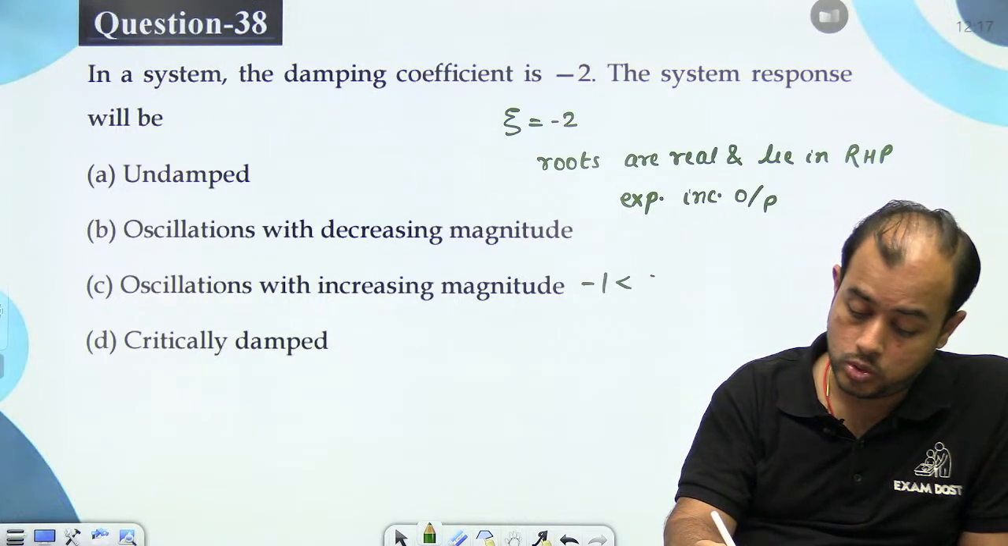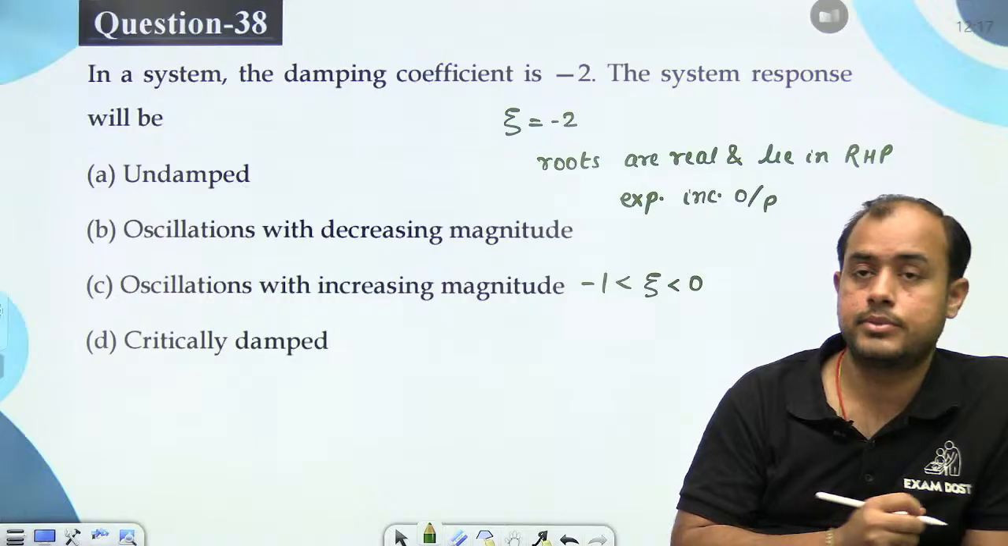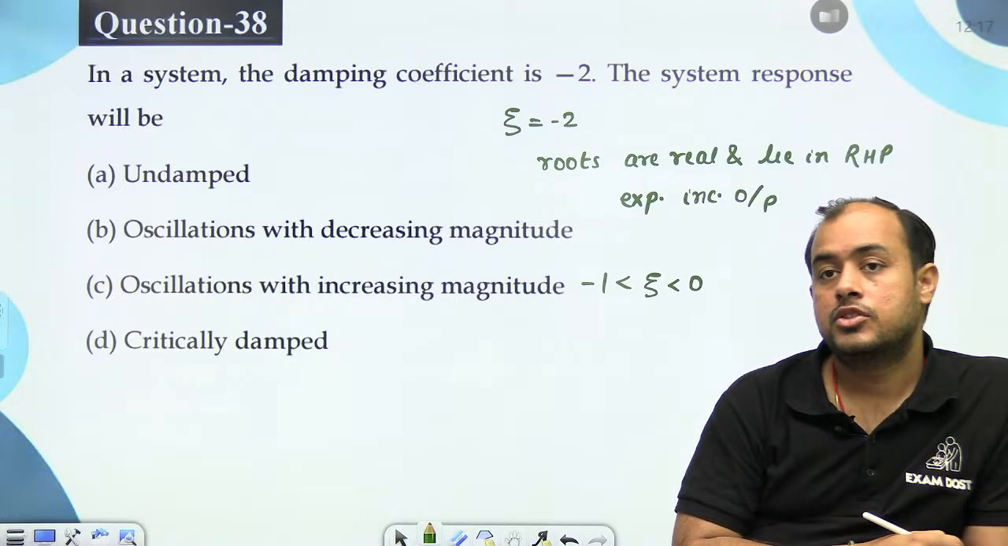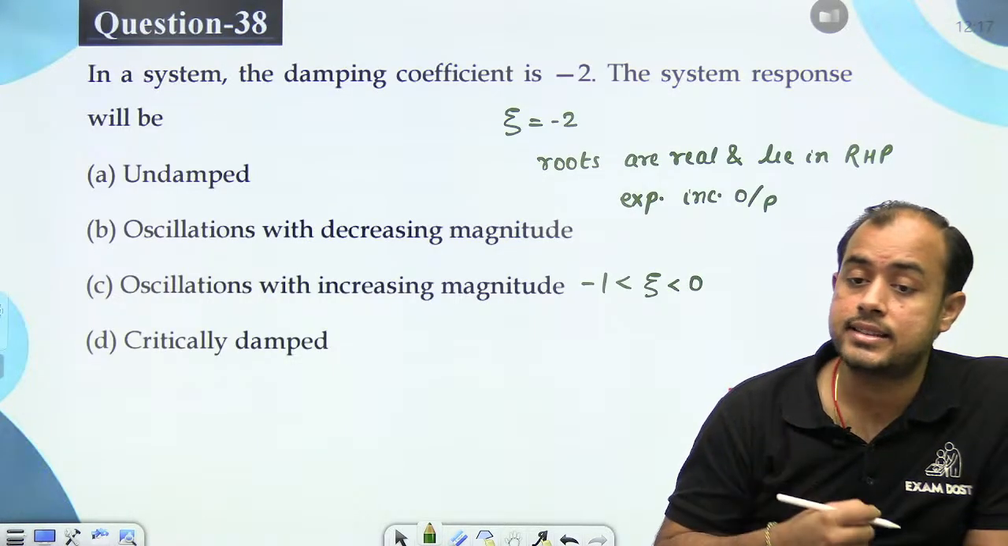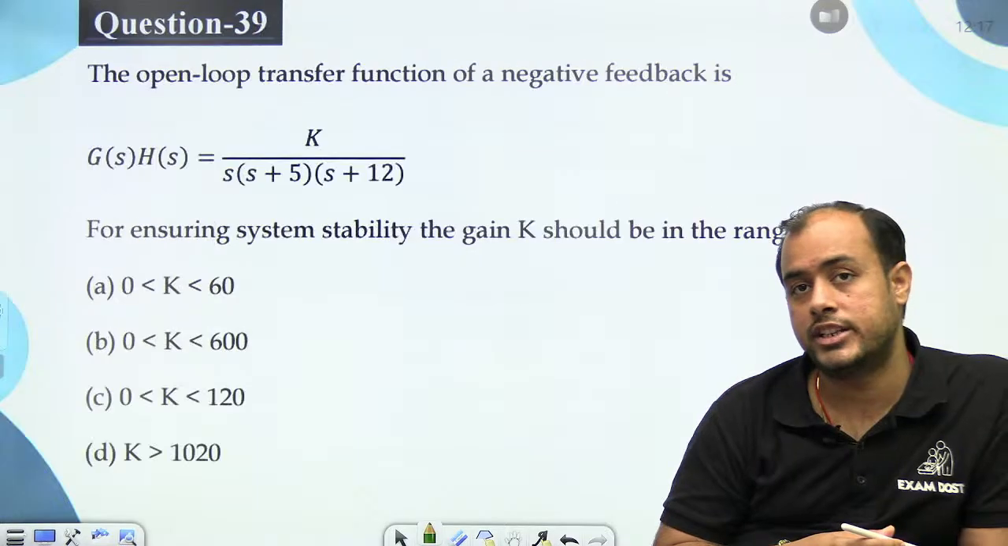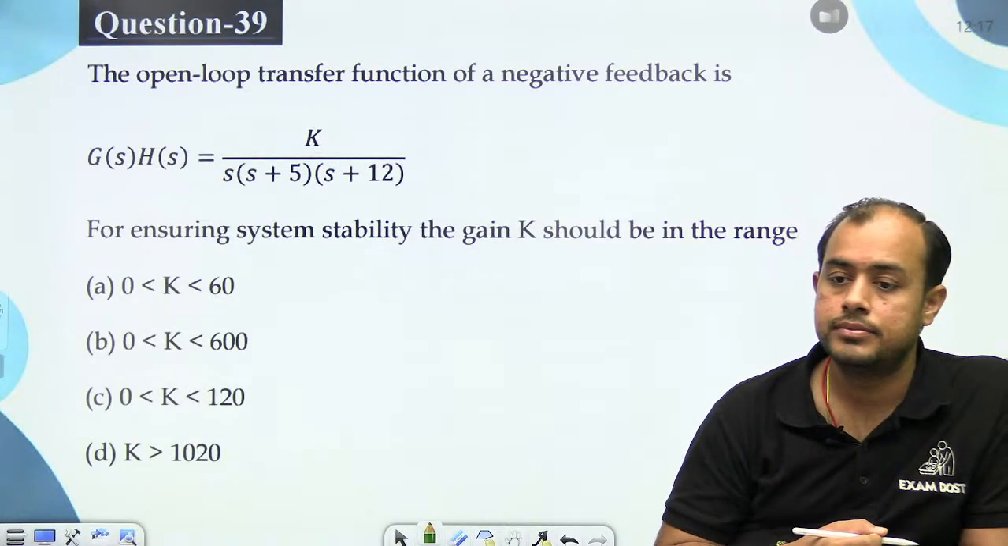This would be true for this case. Okay. So basically, if zeta is less than -1, then exponentially increasing output.